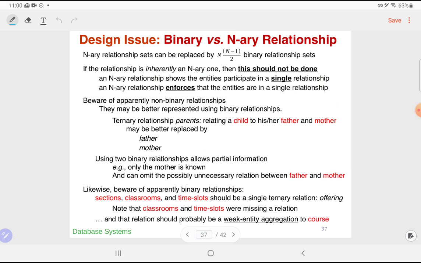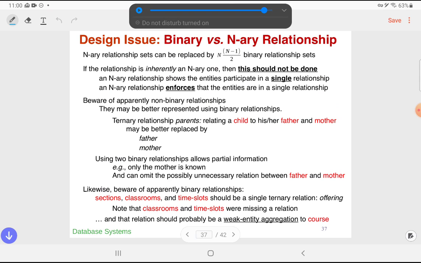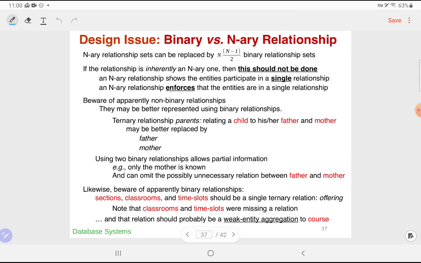Binary versus n-ary relationships. Now, this is where the textbook again basically says binary relationships are always better. N-ary relationships are not to be preferred, they're to be dispreferred, etc. I'm sorry, but I totally disagree with the textbook on this. But, first of all, let's deal with some mechanics. Any n-ary relation, in principle, can be replaced by n times n minus 1 over 2 binary relationships. If the relationship is inherently an n-ary one, this should not be done.